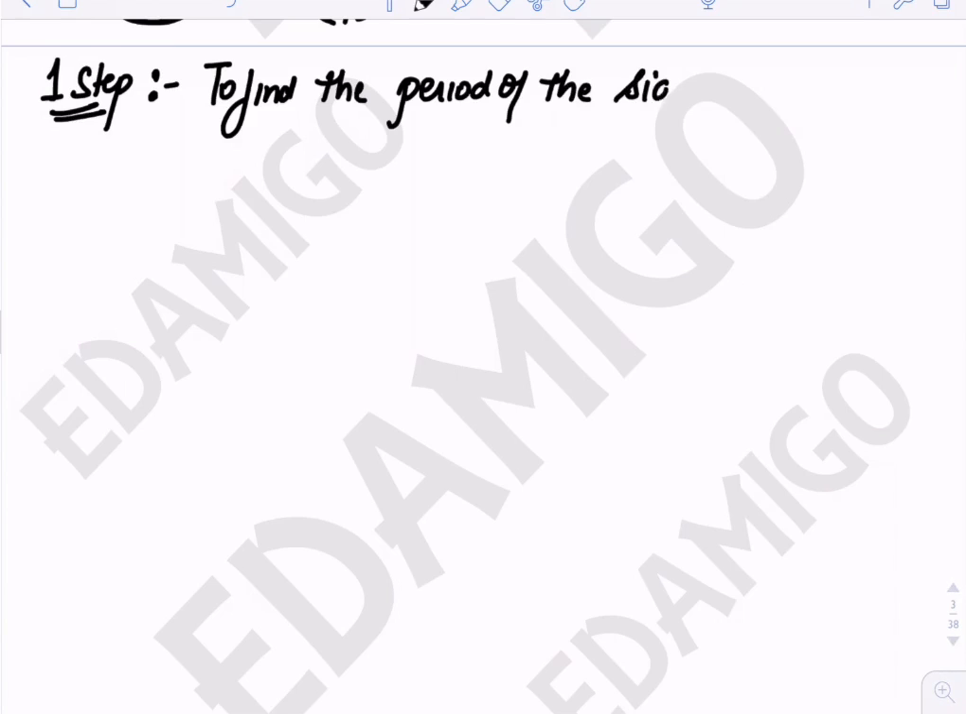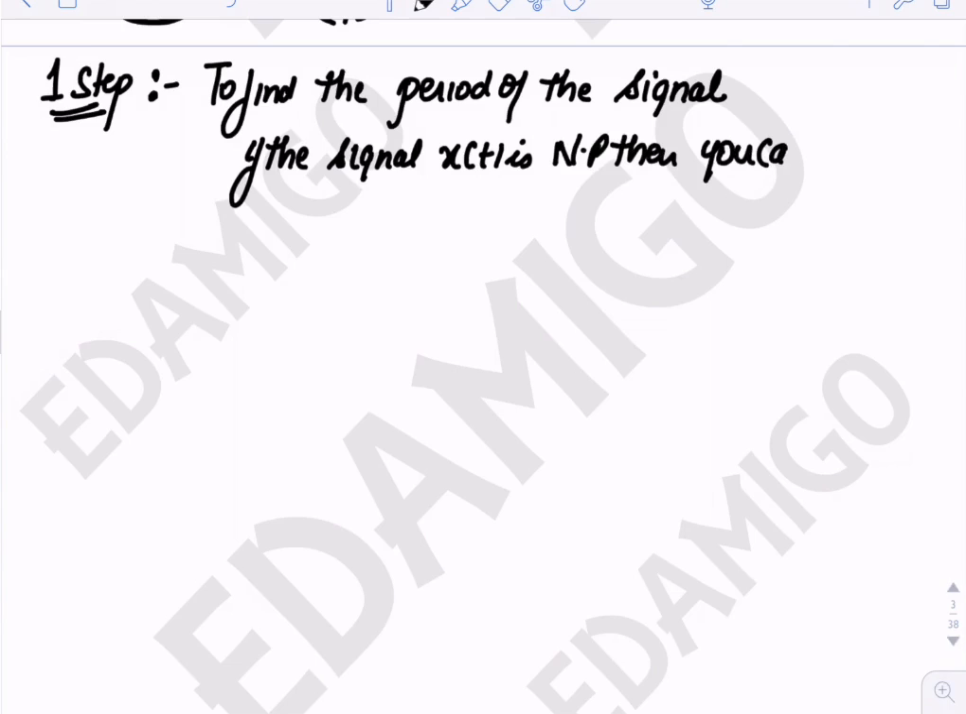The first step is to find the period of the signal. If the signal x(t) is non-periodic, then you cannot find the continuous time Fourier series. So first of all, you have to find the period of the signal.